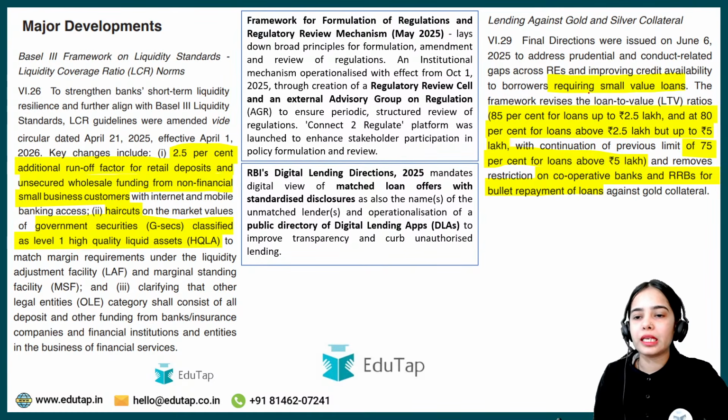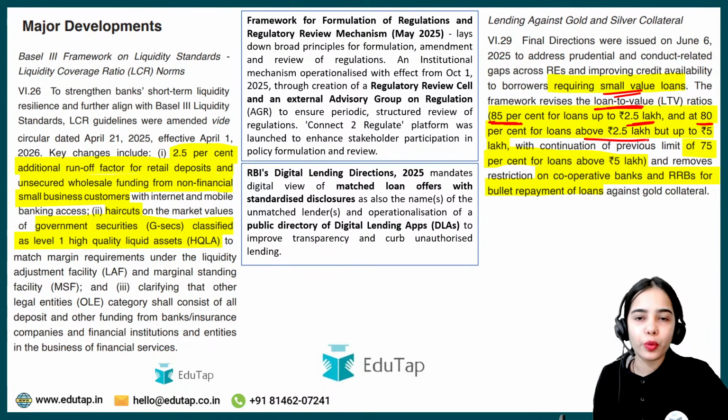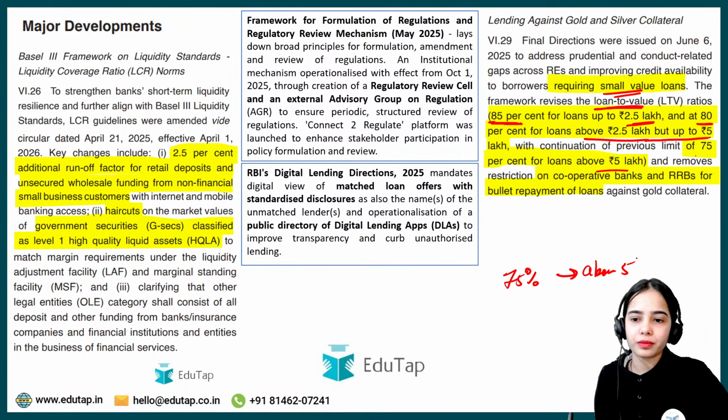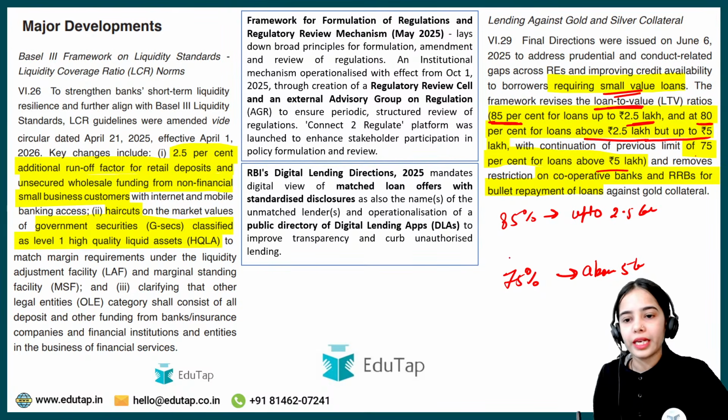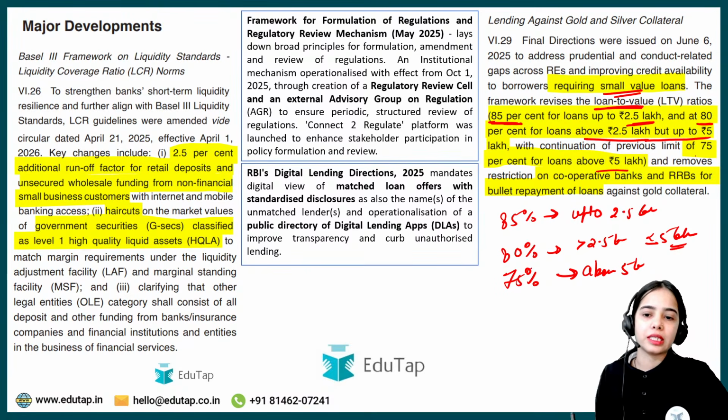Okay. So basically for the small value loans, the framework was revised and the loan to value ratio was revised. 85% loan to value ratio for loans up to 2.5 lakh, 80% loan to value ratio for loans above 2.5 lakh and up to 5 lakh, and 75% loan to value ratio for loans above 5 lakh. Okay. So this is the idea.